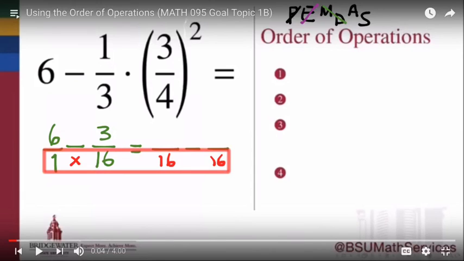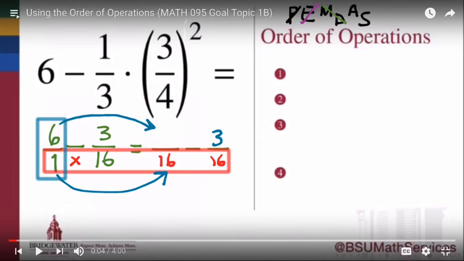Now, we didn't change the denominator for the second fraction, the 3/16, and so there I don't have to do anything. I'll just carry that 3 straight across. But for my first fraction, 6 over 1, I've changed the denominator from 1 to 16. So what do I have to do to the numerator? Yeah, I have to multiply.